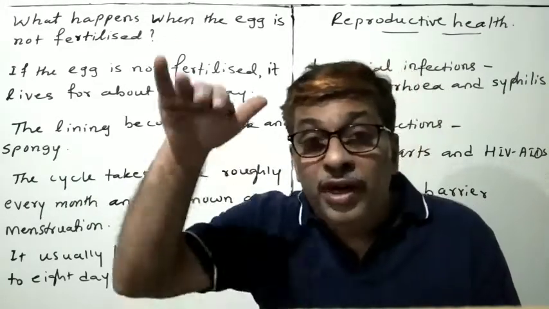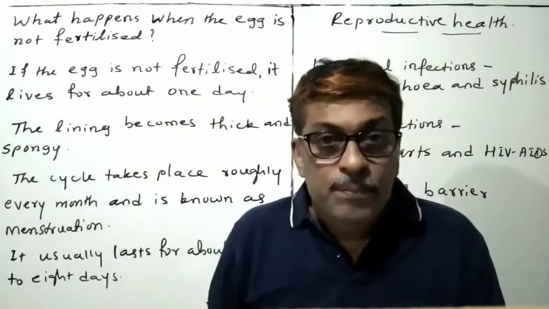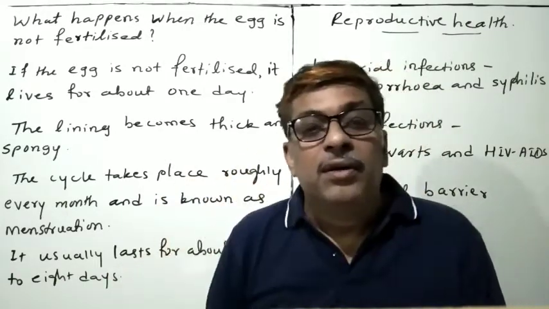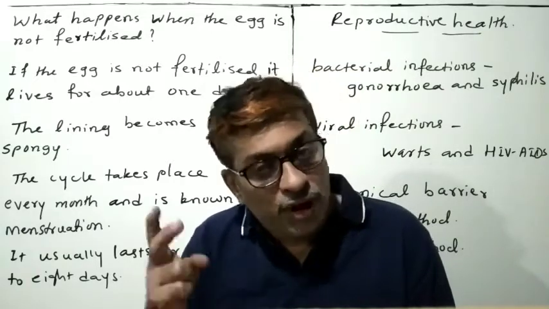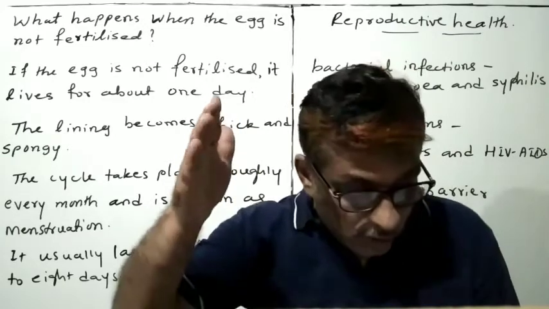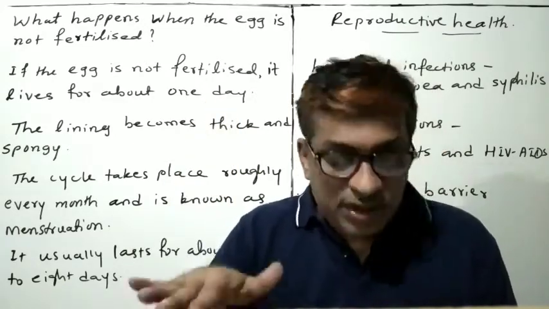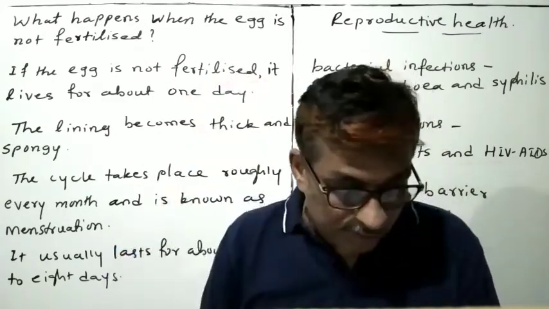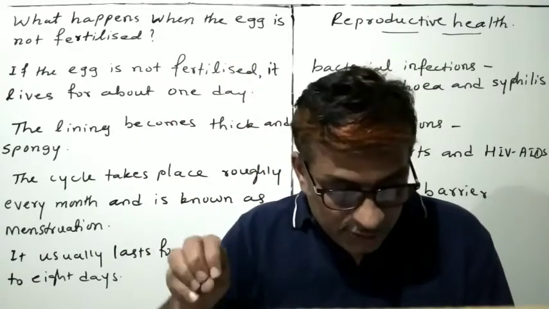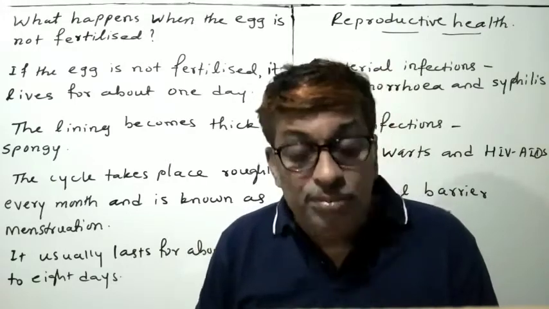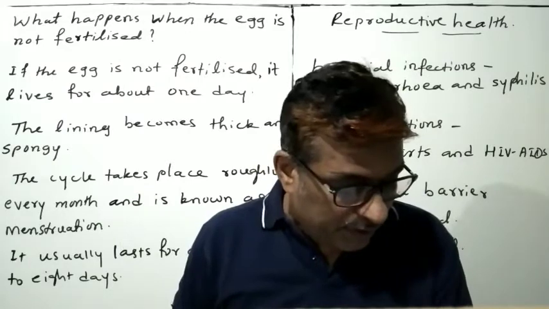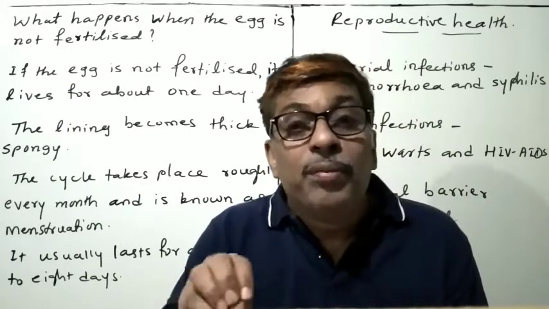Then the uterus also prepares itself every month to receive the fertilized egg. Thus its lining becomes thick, it means broad, and spongy means soft. So this would be required.